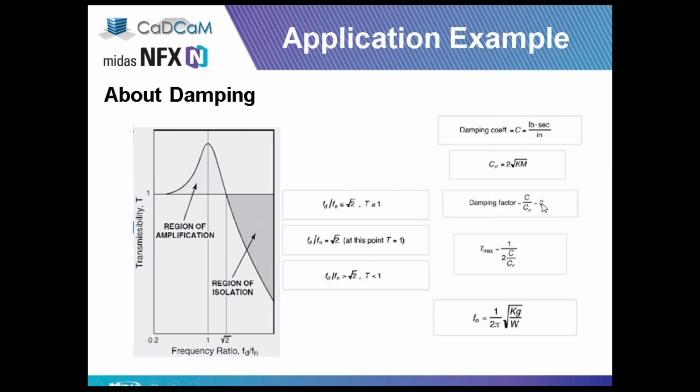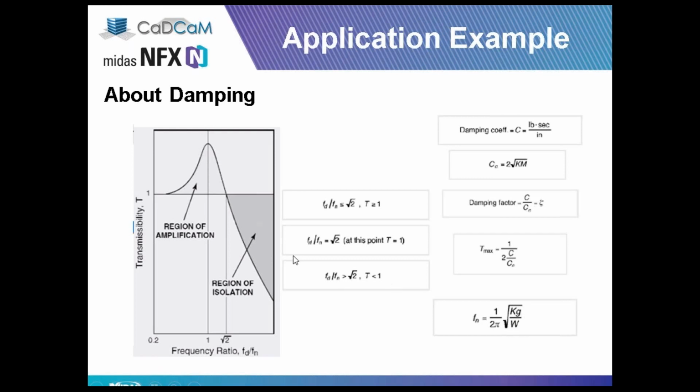The calculation of zeta, which is the damping factor, is C over C critical, and the transmissibility is 1 over 2 xi, while xi is C over C critical. If we have, for example, a system with 1 degree of freedom, the natural frequency can be defined by 1 over 2 pi multiplied by the square root of k multiplied by g over w.